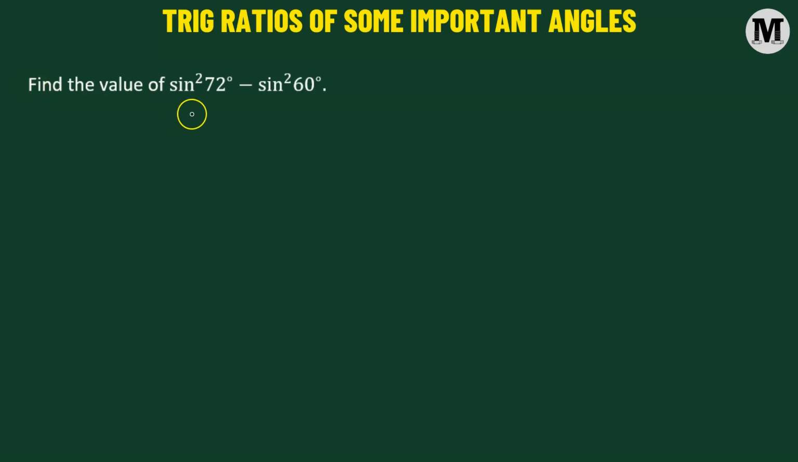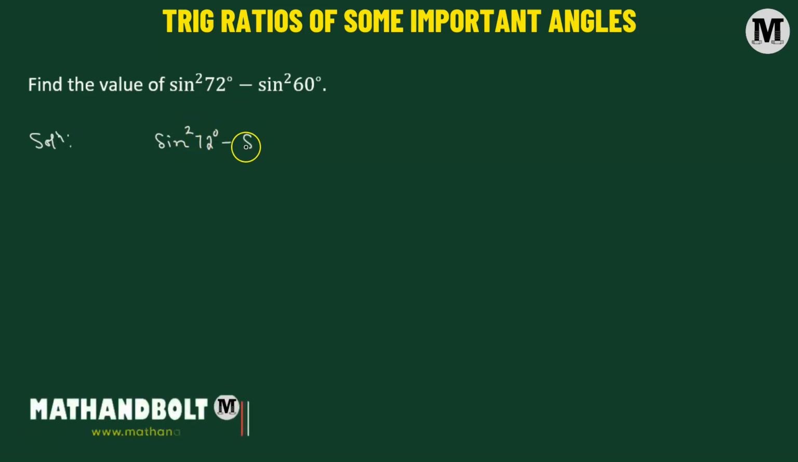We need to determine the value of sine squared 72 degrees minus sine squared 60 degrees. Okay, so let us begin. We'll start with the given expression. We have sine squared 72 degrees minus sine squared 60 degrees.